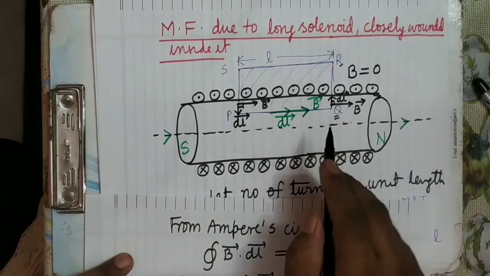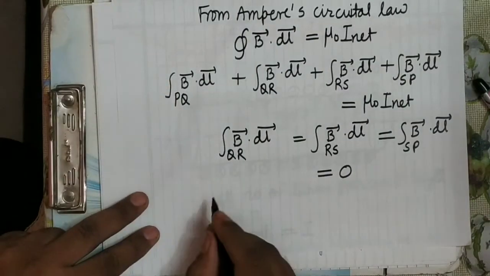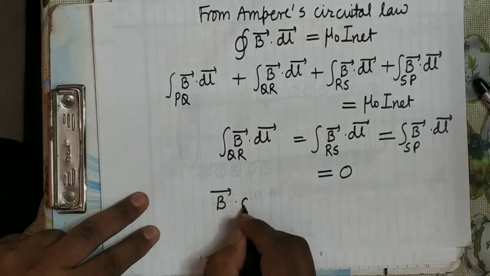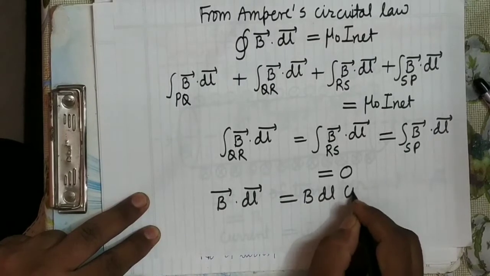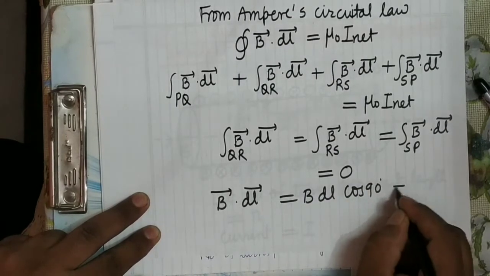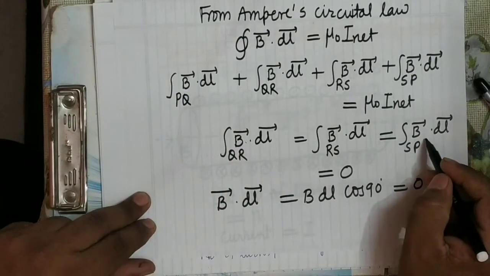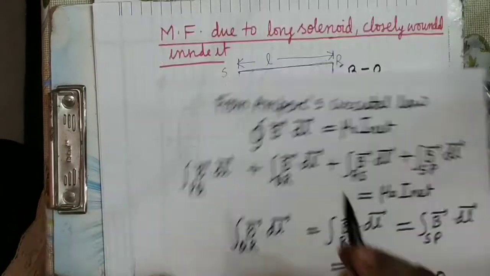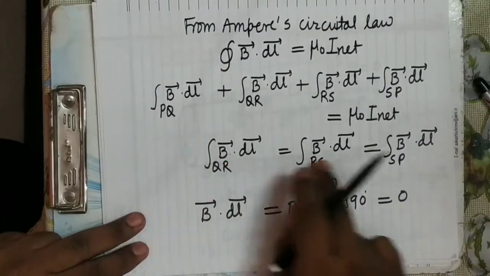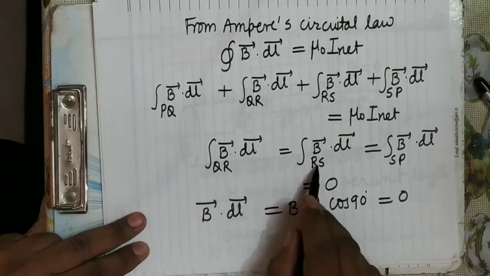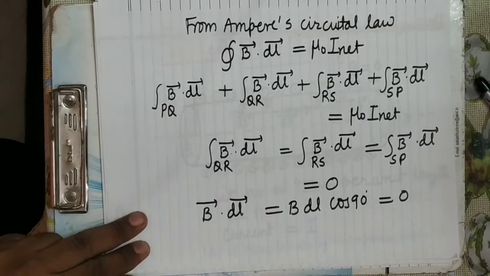Over this part QR, vector B and vector dl are perpendicular. And when they are perpendicular, what will it be? For perpendicular, it will be B dl cos 90. And what is cos 90? Cos 90 is 0, therefore it will become 0. So this will become 0. This will also be 0 because B is 0. It is clear. This means the line integral of the magnetic field over QR, RS and SP will not contribute anything. Only contribution we will get from here.